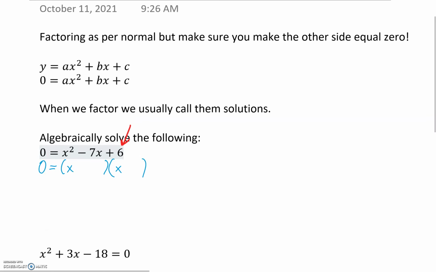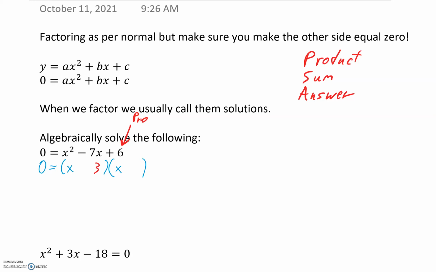Look at this number here. And so PSA is product, sum, and then an answer. Okay, so the product is that last number. So we're asking what two numbers multiply to get that.